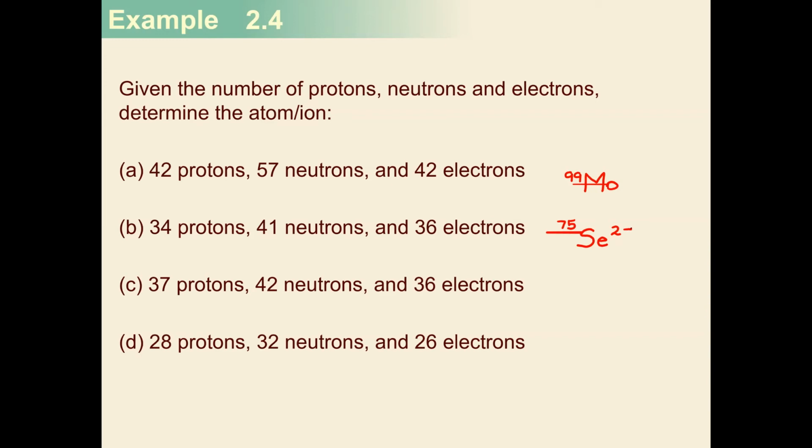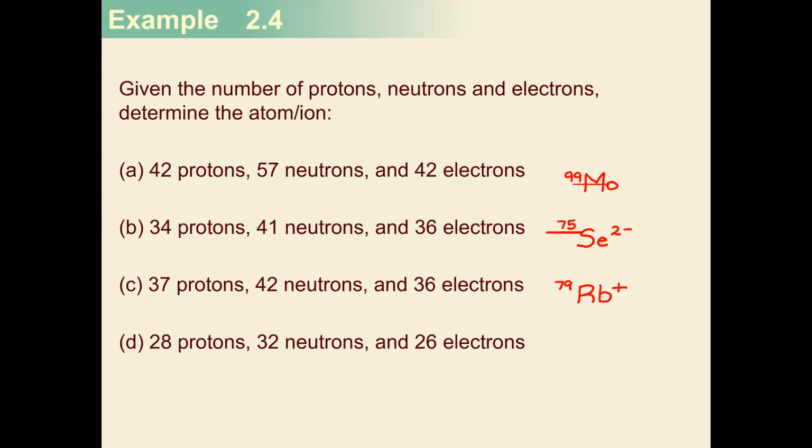For example C, notice that I have more protons than I do electrons. So this means I'm going to have a positively charged ion. So if I look for the element with 37 protons, that is going to be rubidium, our element Rb. Well, if I have one more proton than electron, it is going to have a positive charge. And if I go and do the sum of my subatomic particles in the nucleus, we are going to end up having 79. So this is rubidium-79 plus ion.